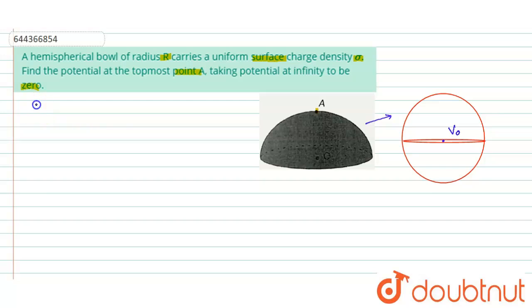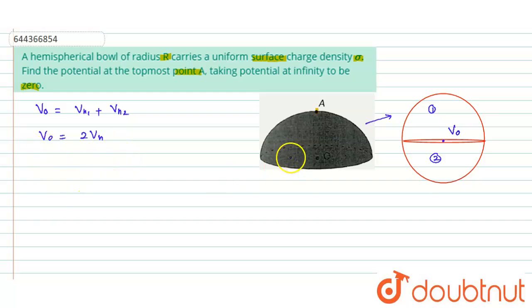The potential at the center is simply equal to the potential due to this hemisphere and the hemisphere that we have added. Let us take this as the first hemisphere and this as the second hemisphere. So the total potential at the center is due to both hemispheres, VH1 and the second hemisphere. Since both hemispheres are identical, the potential at the center is equal to 2 times the potential due to one hemisphere.